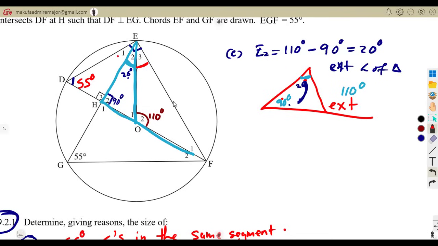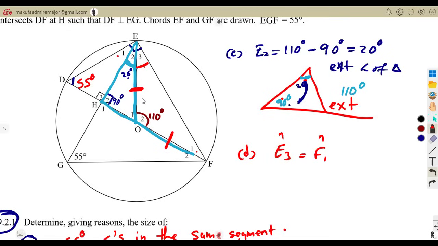If we are to consider these guys, we can see that O to E is this one. From O to E, it's a radius. And from O to F, it's also a radius. So meaning to say the angle that we consider E3, remember, angles that are opposite to equal sides are also equal. So it means angle E3 must be equal to angle F1. These two angles are supposed to be equal.